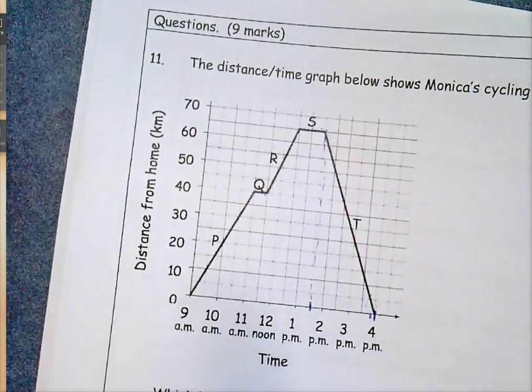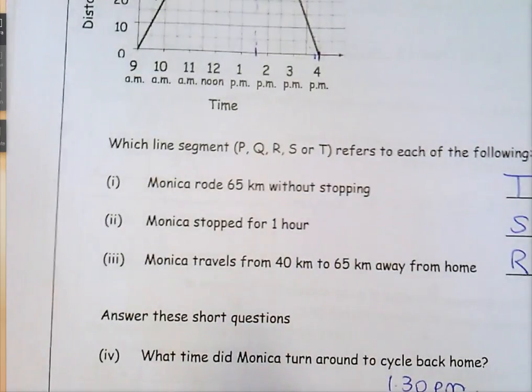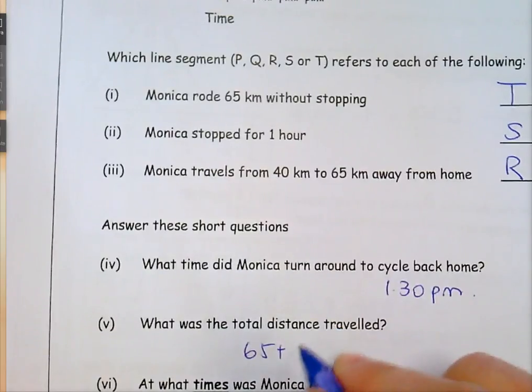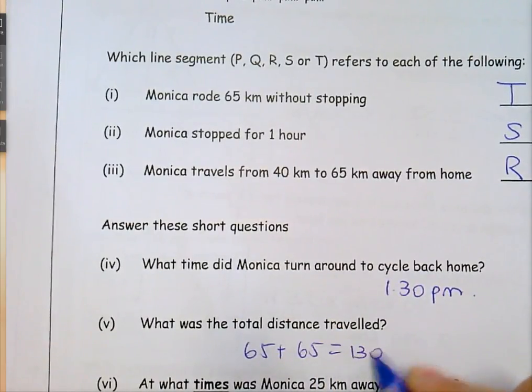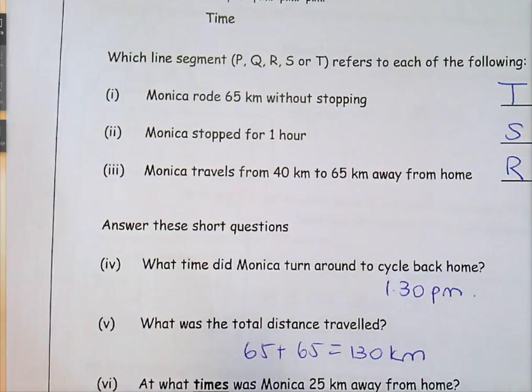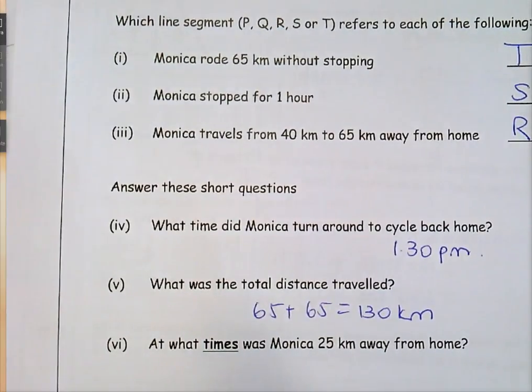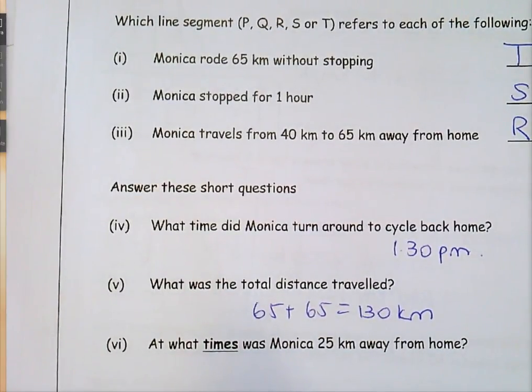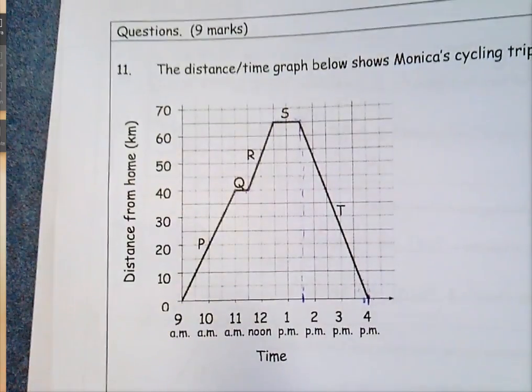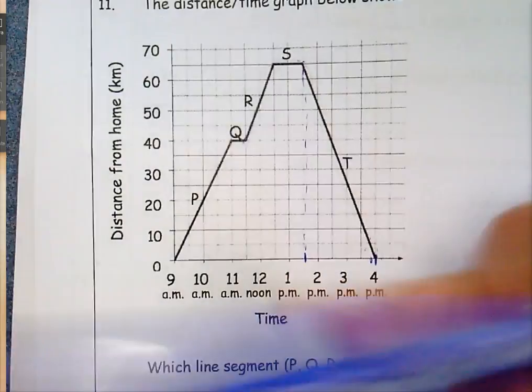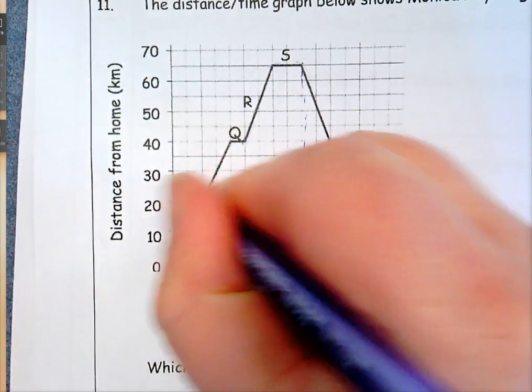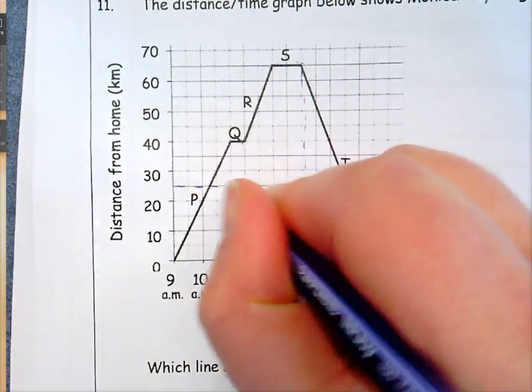What's the total distance travelled? 130 kilometres. Yeah, it's 65 plus 65. Let's put that down. Now this one is a tricky one. At what times was Monica 25 kilometres away from home? We need to look. 10 to 3 p.m. Fantastic, girls, but you don't put 2, you just say those times.